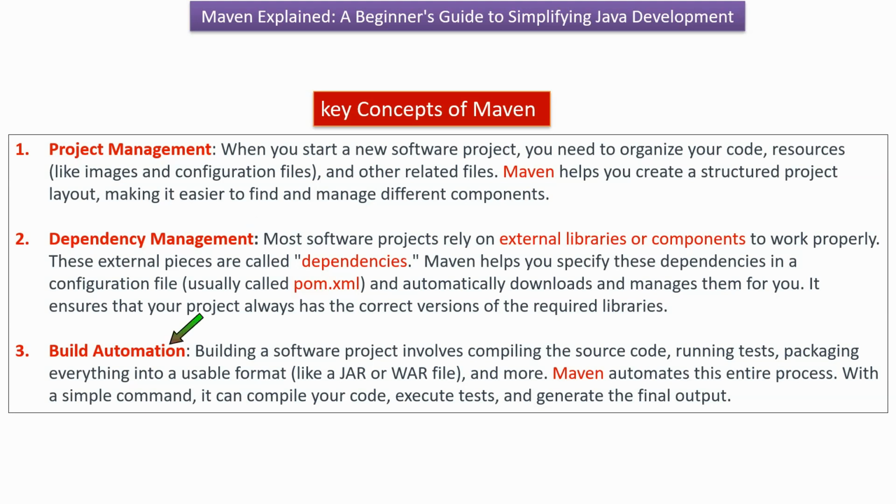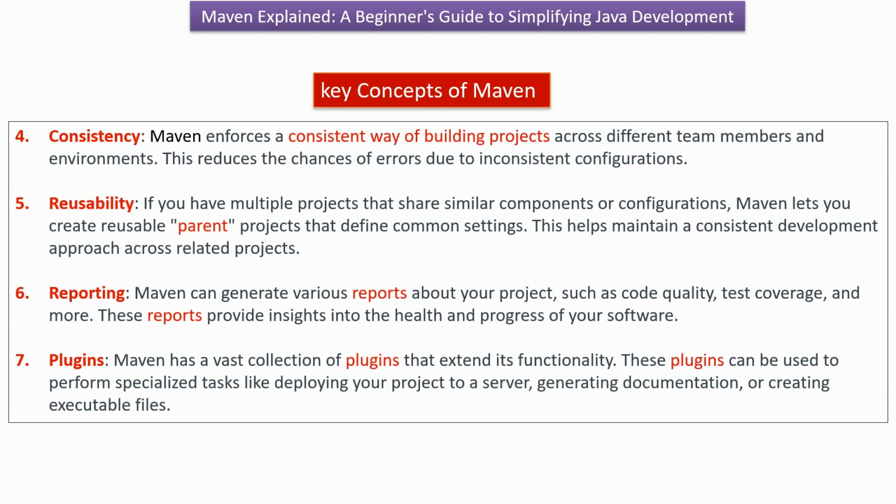Third point is build automation. Building a software project involves compiling the source code, running tests, and packaging everything into a usable format and more. Maven automates this entire process. With a simple command, Maven can compile your code, execute tests, and generate the final output.